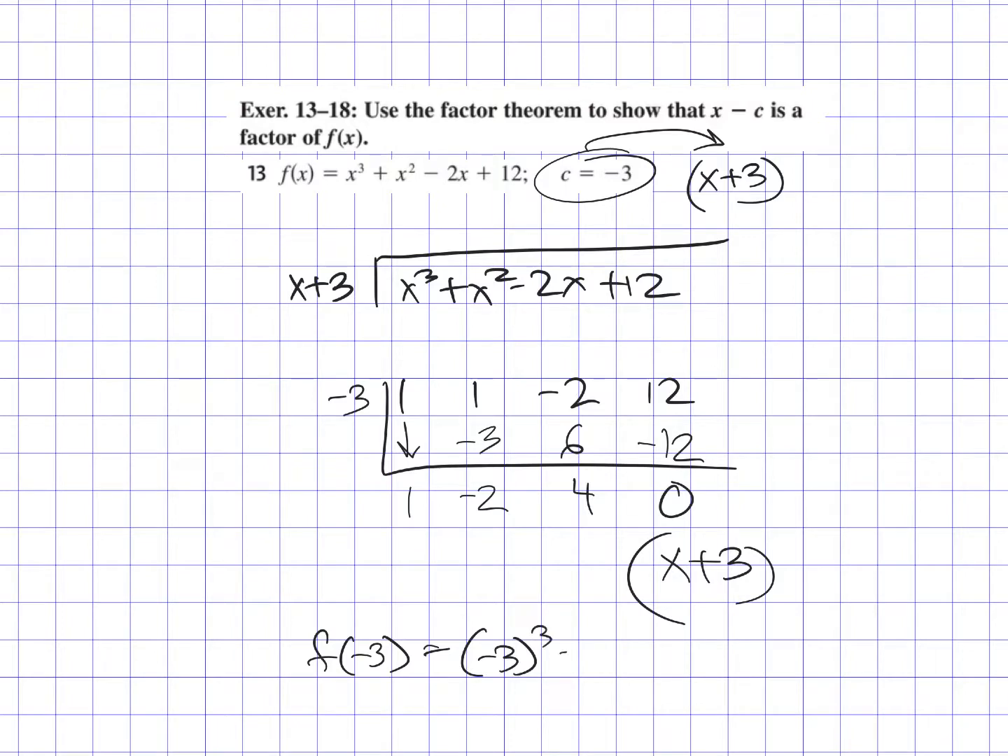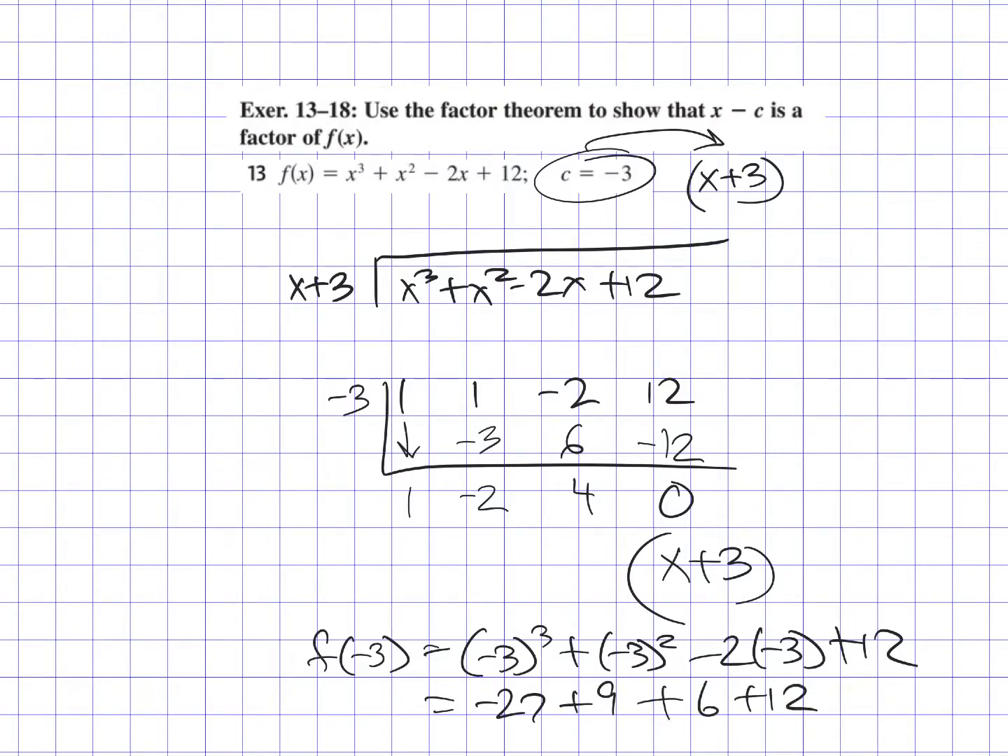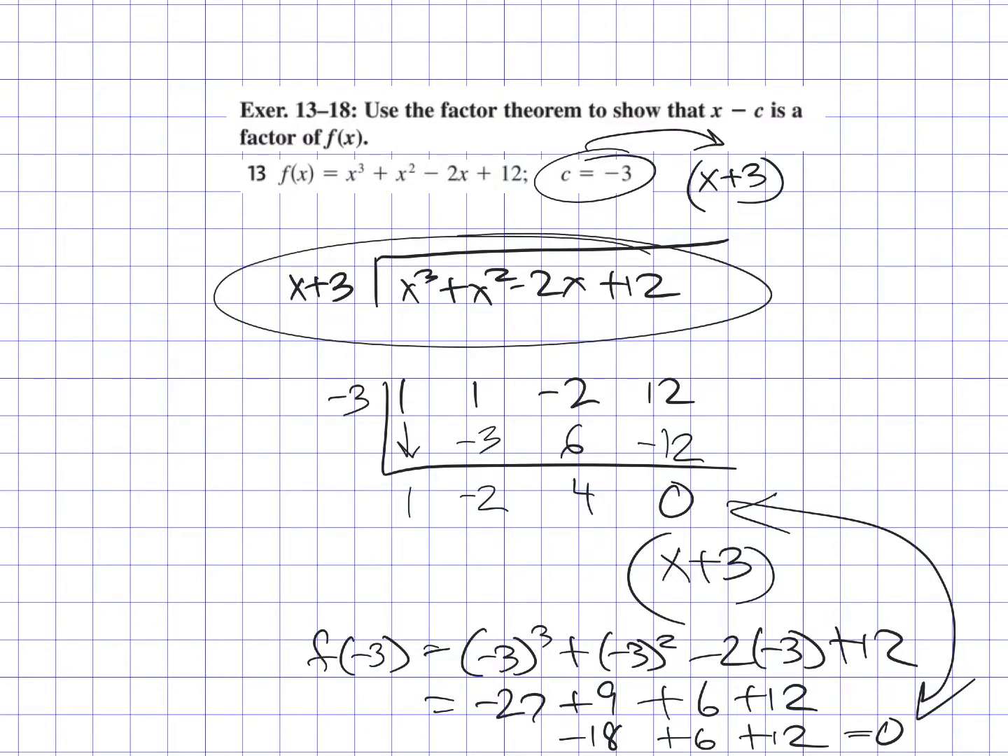The other thing you could do is plug negative 3 in: f of negative 3 is negative 3 cubed plus negative 3 squared minus 2 times negative 3 plus 12. Negative 3 cubed is negative 27. Negative 3 squared is 9. And this is plus 6 plus 12. So negative 27 plus 9 is negative 18. Plus 6 is negative 12. Negative 12 plus 12 is 0. So you get 0, the exact same thing as if you do synthetic division. And if you did the long division, you get 0 as a remainder.